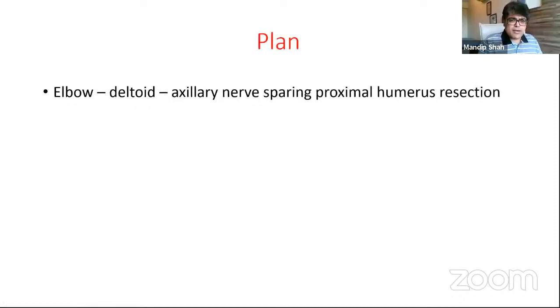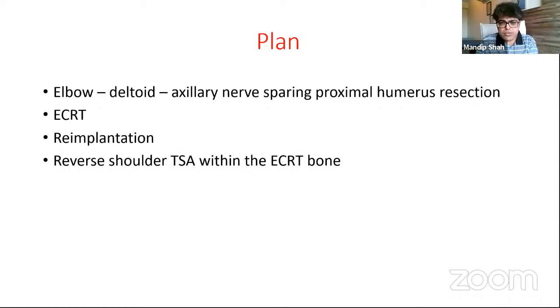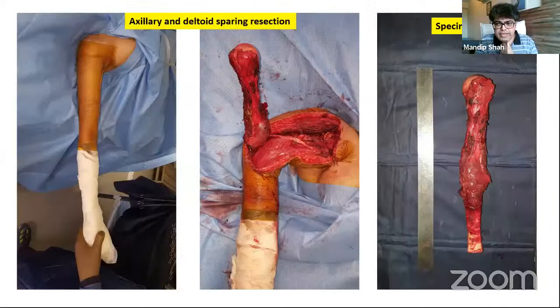So, this is what we planned. We would do an elbow and deltoid and axillary nerve sparing proximal humerus resection, and of course an elbow sparing resection. Do an ECRT, re-implant, and do a reverse shoulder type of total shoulder replacement within the ECRT bone. So this is what we did.